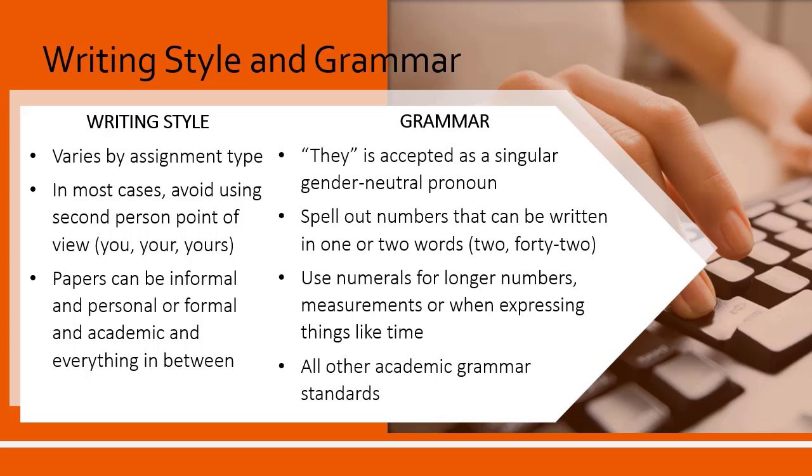Regarding grammar, there's lots of standard academic grammar to follow in an MLA Style paper, but here are a few things to note. First, the word they is accepted as a singular gender-neutral pronoun. With numbers, you should spell out numbers that can be written in 1 or 2 words, such as 2 or 42, for example. Use numerals for longer numbers or measurements or when expressing things like time. Also, observe all other academic grammar standards.